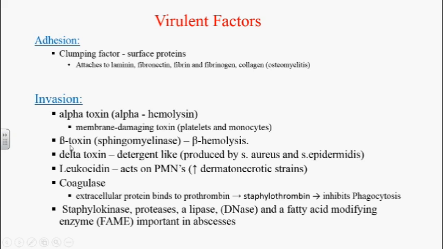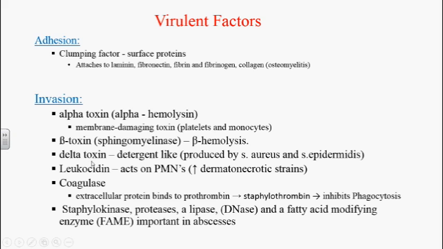Next one is beta toxin. It is a sphingomyelinase, and on blood agar culture medium it is the one which causes beta hemolysis. It is also a pore forming toxin which can damage the membranes, especially of red blood cells and leukocytes.